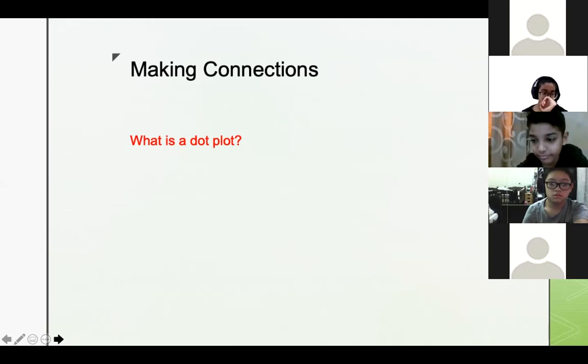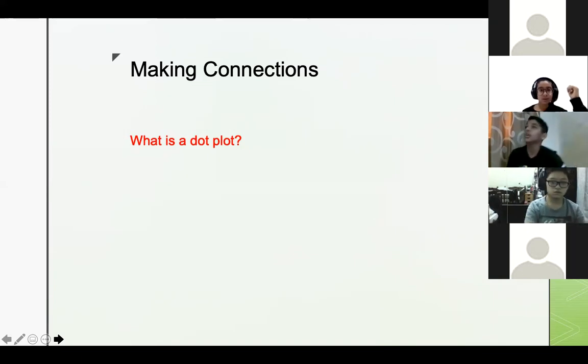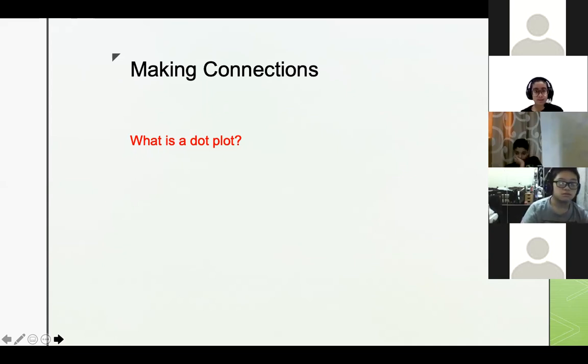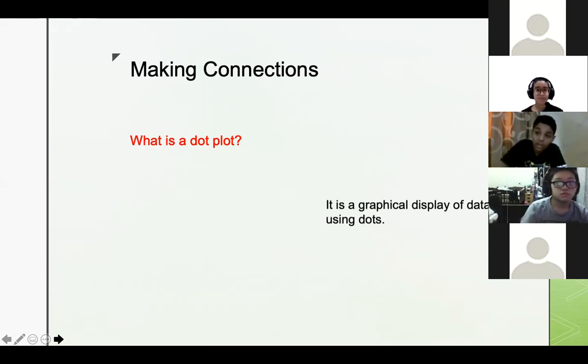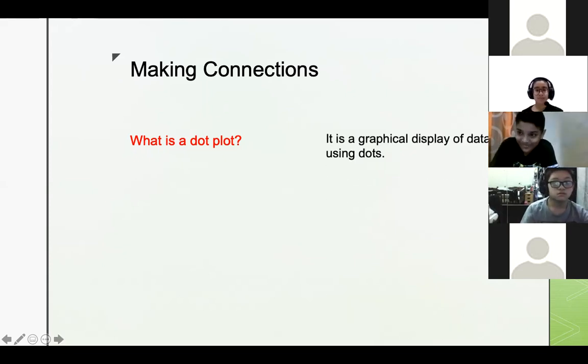Making connection. Another term we learned was dot plot. Can you tell me what is a dot plot? A dot plot is a graphical organizer that records data by using dots. Excellent. So it's kind of a graphical display of data using dots, right?